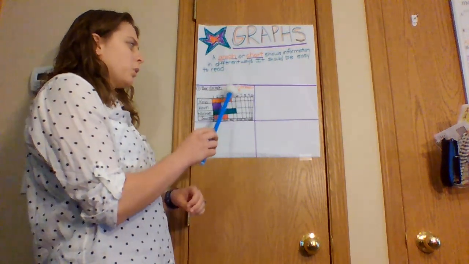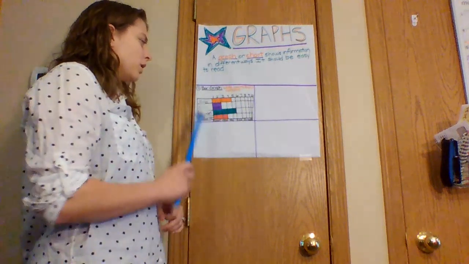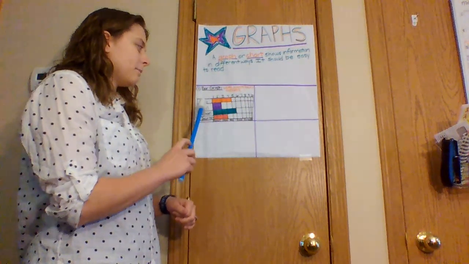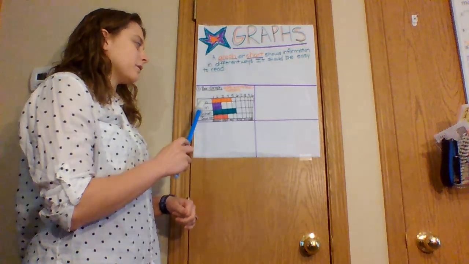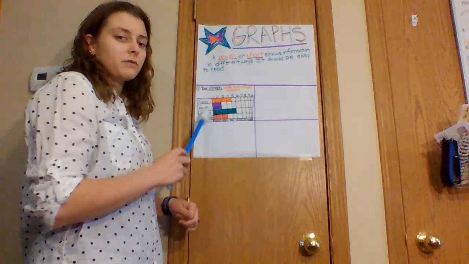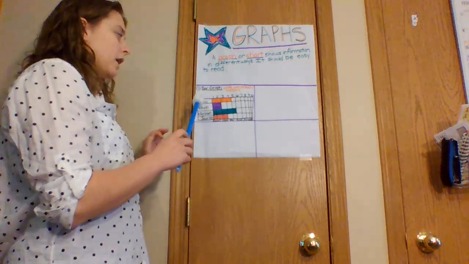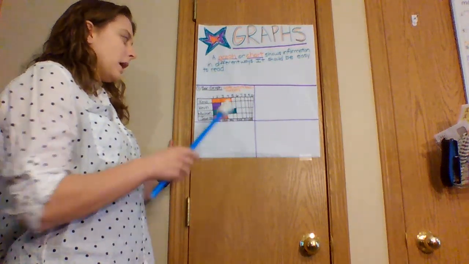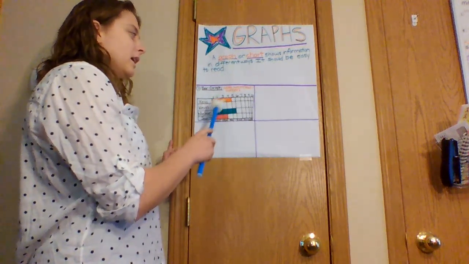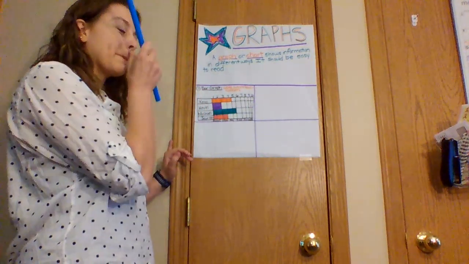A bar graph uses words, numbers, and bars. So we have some names down here. You could have different things here. You could have types of pets. You could have titles of books. You could have numbers even here. Sometimes you would have numbers and then how many students or how many pets had that number.